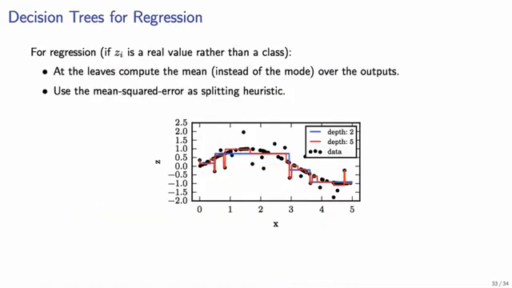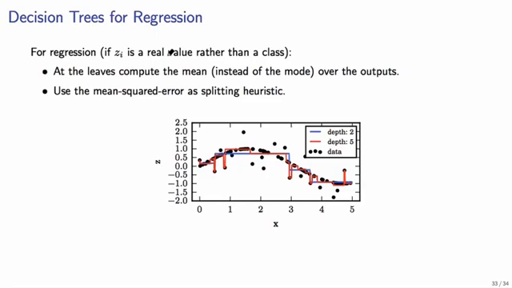We can also use decision trees for regression. Regression is when our target values are a real value rather than a class. And in this case, instead of computing the mode over an output, we compute the mean in the leaves.